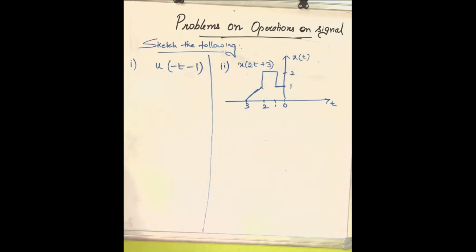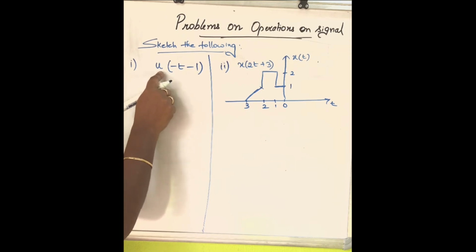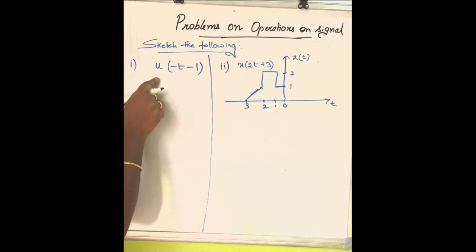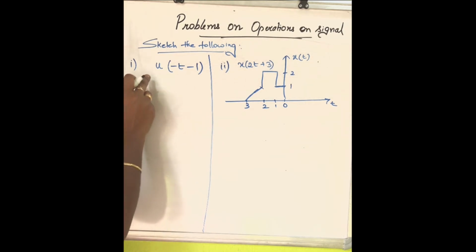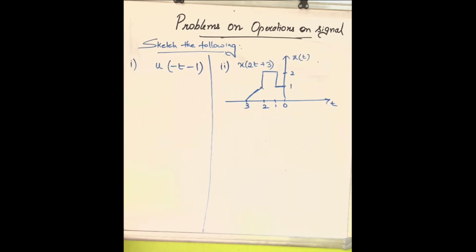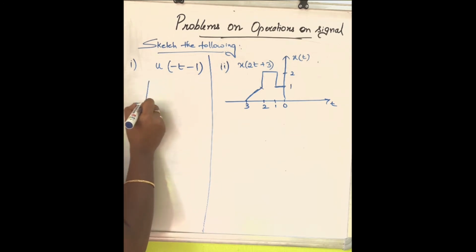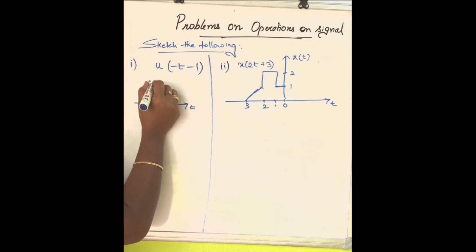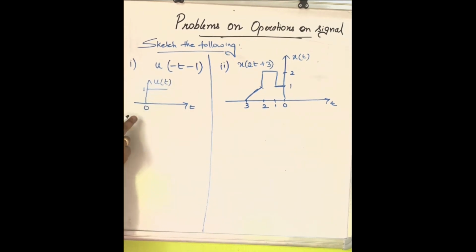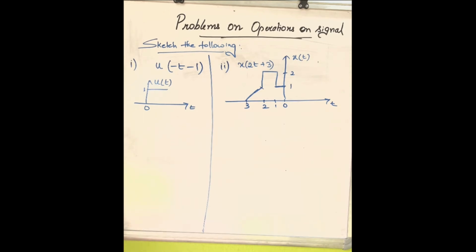Sketch the following. We will see two problems now. The first one is u of minus t minus 1. Now you will be given such a problem and you are asked to sketch it. Now there is no diagram for this, because when you say u of t, you know it is the unit step and you know the basics of it. So this is how u of t is drawn. Okay, so this is the unit step graph. So this is u of t.